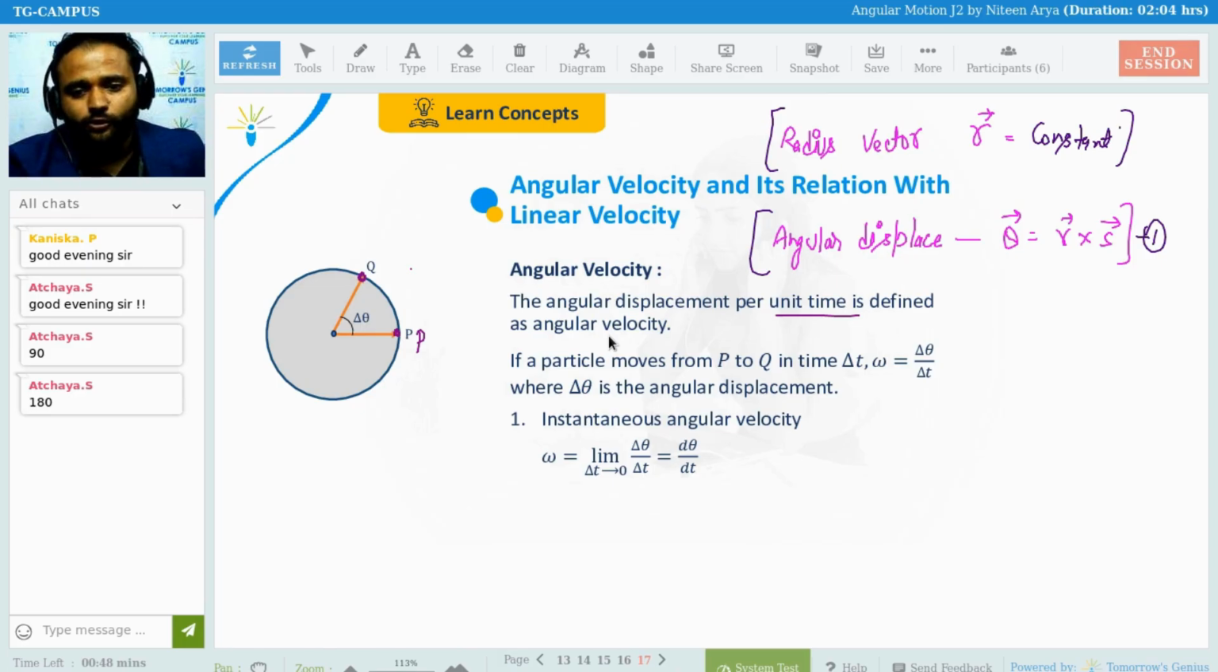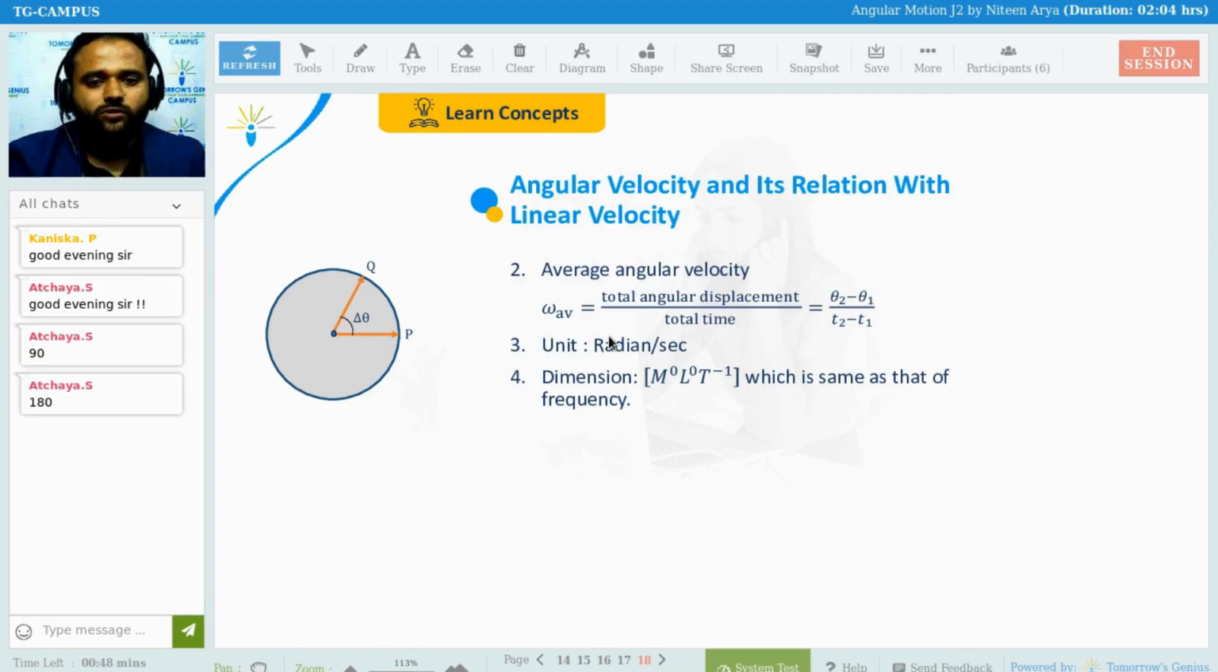If a particle moves from P to Q in del T time, then omega, which is angular velocity, is theta over del T. For instantaneous angular velocity, as the limit tends to 0, you can differentiate it: d theta upon dt. Average angular velocity is total angular displacement divided by total time, theta 2 minus theta 1 divided by t2 minus t1. The unit is radian per second.